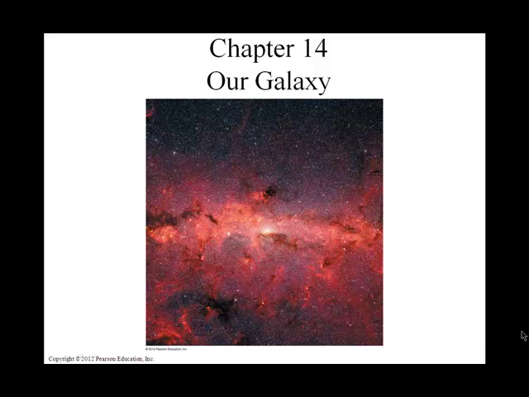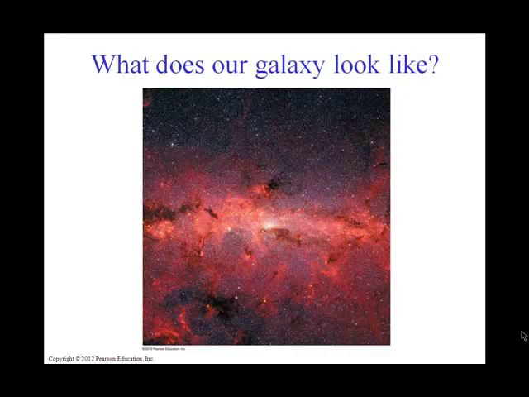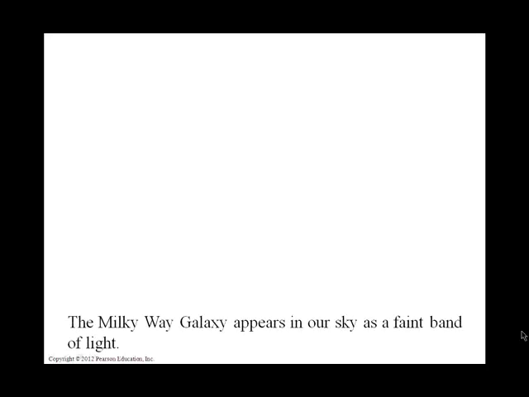So this chapter focuses on the galaxy that our sun is a member of, the Milky Way galaxy. And honestly, it's kind of hard to tell what our galaxy looks like because we can't get far enough above or below or outside of our galaxy to get a good grasp. We get clues to what our galaxy looks like a number of different ways, including looking at other galaxies.